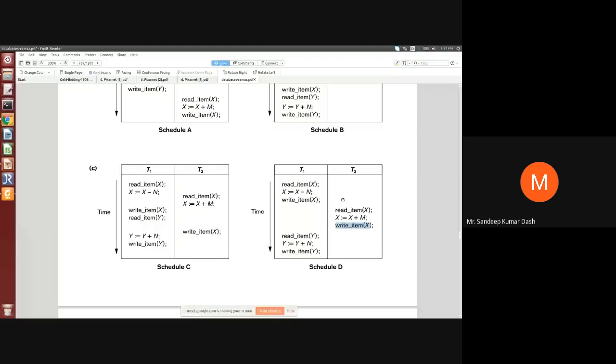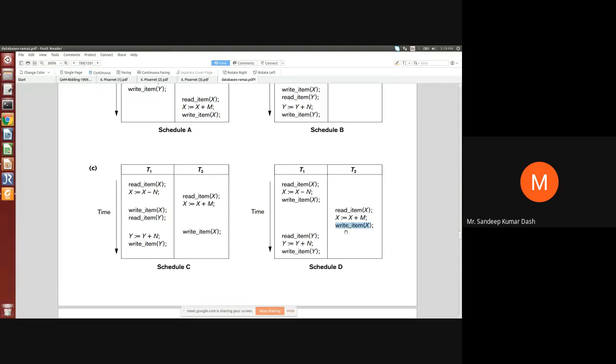Here this is the operation of T1, this is the operation of T2. Now this is reading the data item X and this is writing the data item X. So these two are conflicting operations. Similarly, this is writing the data item X, and this is also writing the data item X. So these two are conflicting operations. This is reading the data item X, this is writing the data item X. These two will also be considered conflicting instructions.